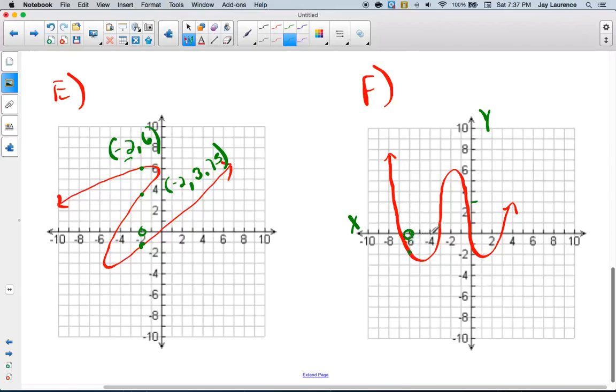How about -4? Oh, I only hit it right there. How about 0? Nope, only right there. How about 3? Well, right there. There is no member of the domain going to more than one member of the range. There is no x value mapping to more than one y value. Okay, this is a function.